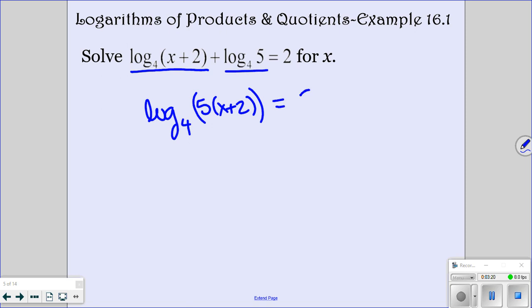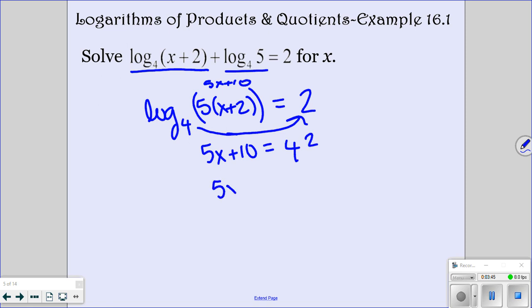And then it's going to equal 2. So now that we've combined these into one log, we can use our conversion from log to exponential form, and we can make this 5x plus 10. So we can take 5x plus 10 and bring it down, and then the 4 can push this 2 up, put it into exponential form. So we have 5x plus 10 equals 4 squared, which is going to be 16. And then subtract your 10 to make 6, and then divide by 5, so x equals 6 over 5.